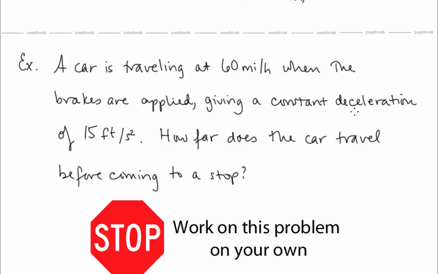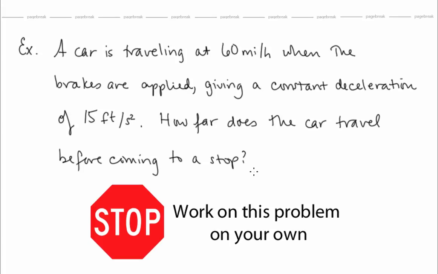So notice that deceleration means the acceleration is negative. So you know that your acceleration here is negative 15 feet per second squared. And we're asked how far the car travels before coming to a stop. So we're looking for the distance here at the time when the velocity is 0. So using the methods that we saw above, please pause the video and work on that.